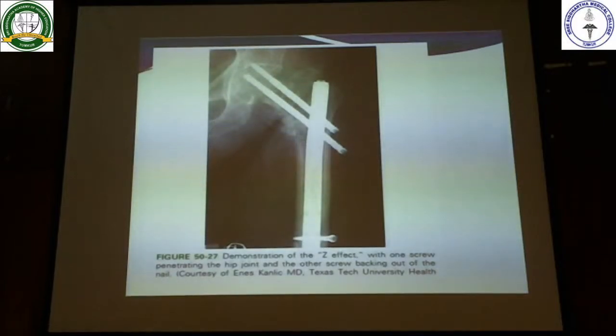This X-ray demonstrates the Z effect, which I mentioned earlier, with one screw penetrating the hip joint and the other screw backing out. So that is what is known as the Z effect. It looks like a Z or a reverse Z, you can call it. So that is the Z effect related to the implant. These are all the complications that can be expected from an IT fracture.